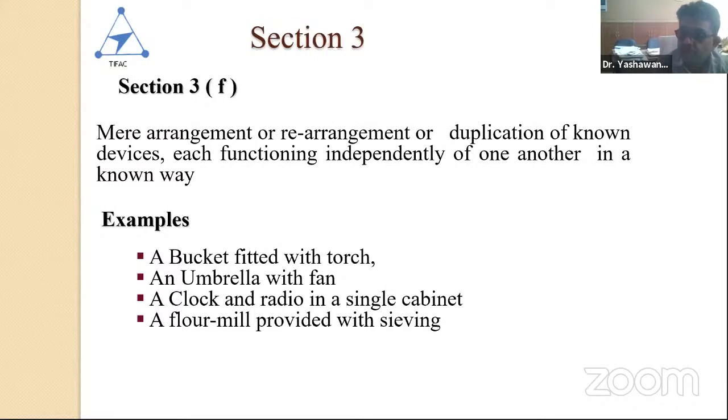Mere arrangement and rearrangement or duplication of known devices, each functioning independently of one another in a known way.